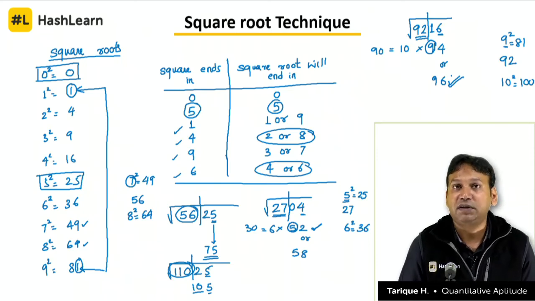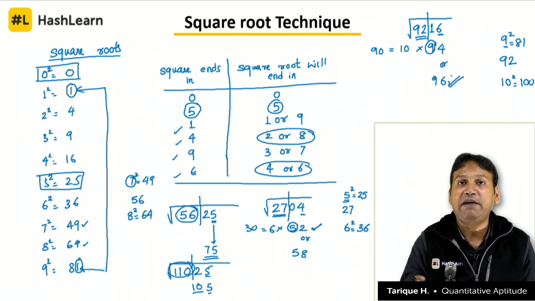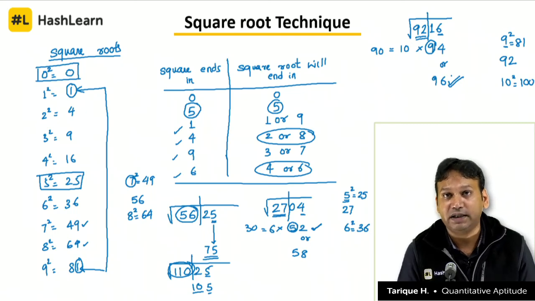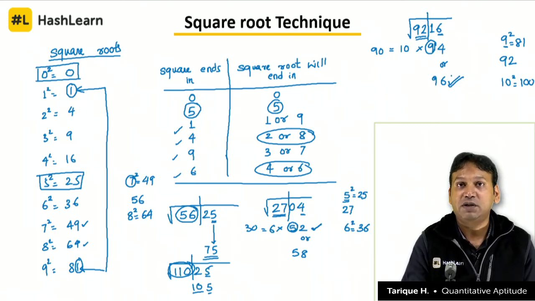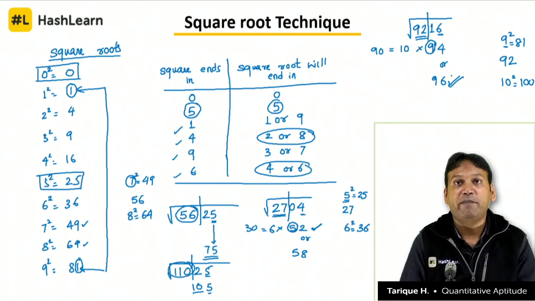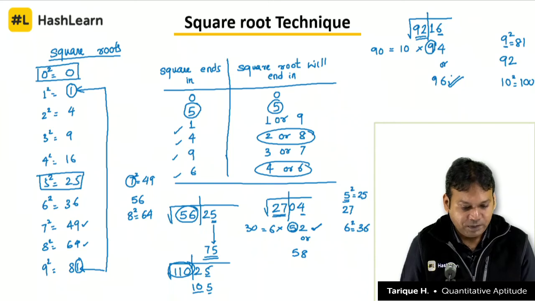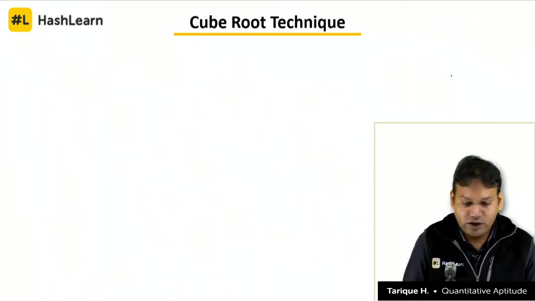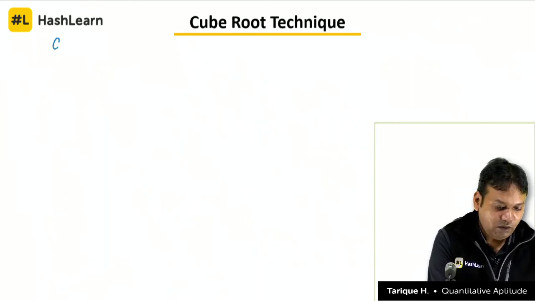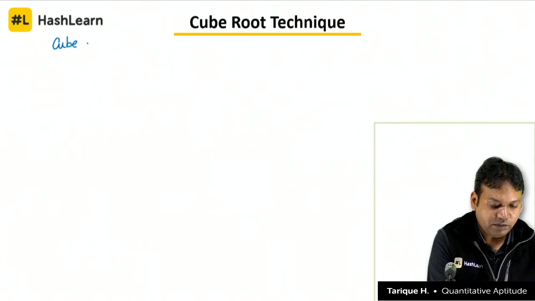Easily you can find out the square root of perfect squares up to 5 digit numbers or even up to 6 digit numbers. It all depends on how many squares you know. As a student preparing for banking examinations, at least you should know squares till 25, okay. Alright, so now we will go to the cube root technique. How to find out cube roots of numbers.